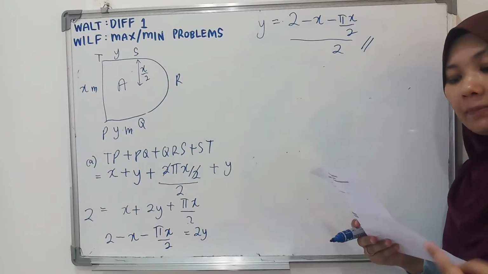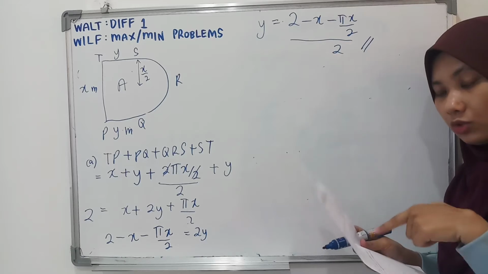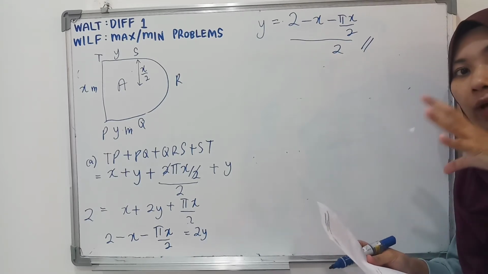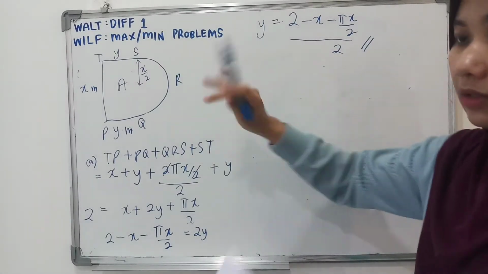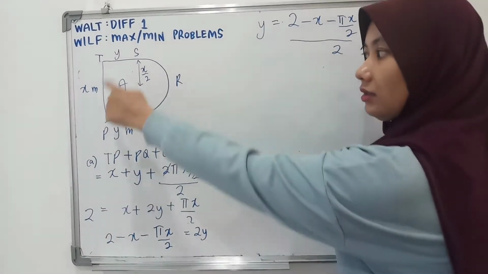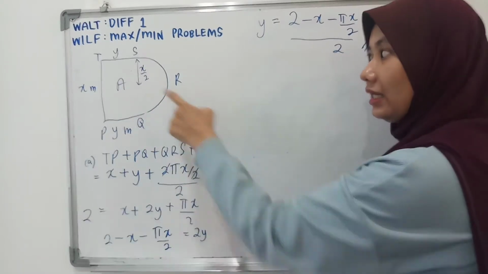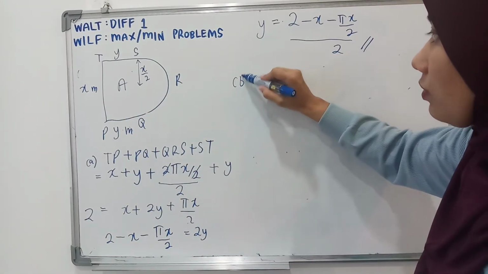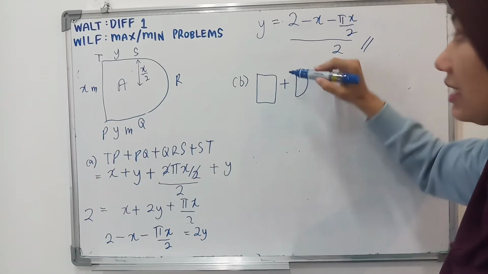So question B now. Show that the area is equal to that value. So you need to show, that means we need to end up with that value. So how do we find the area of this shape? That is just rectangle plus semicircle. So area of rectangle plus area of semicircle.